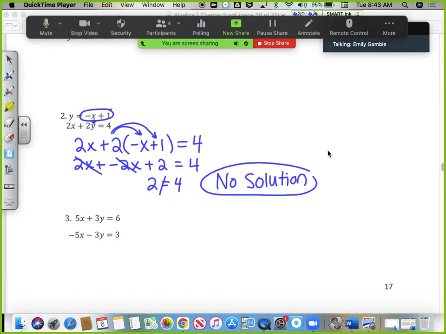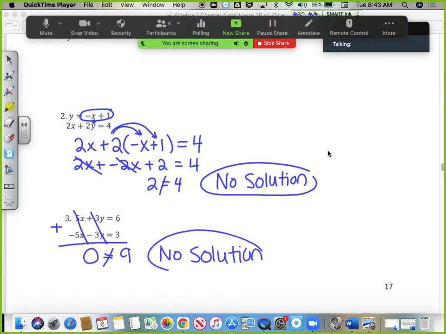Yep, it's called elimination when you try and cancel them out. So the reason why this would be helpful is because they're both in the same format. It's called standard form. And if I take these 2 equations and add them, I'm going to see cancellations happen. 5x plus negative 5x cancels out. 3y plus negative 3y cancels out. On the left-hand side, everything cancels out, so I'm left with 0. And on the right-hand side, 6 plus 3 is 9. 0 does not equal 9, so because of that, that means that there is no solution to this system.